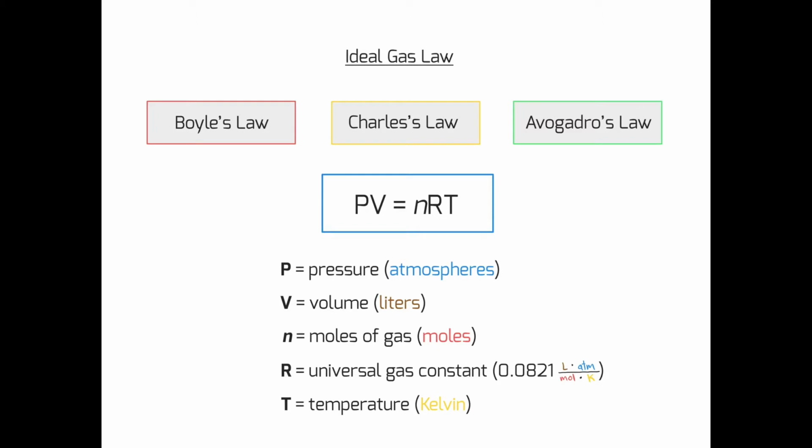If you're having a hard time remembering what units each of these things should be in, just look at your universal gas constant. And this will tell you what the units need to be. So this tells us that our volume needs to be in liters, that our pressure needs to be in atmospheres, N is moles, and T is Kelvin.